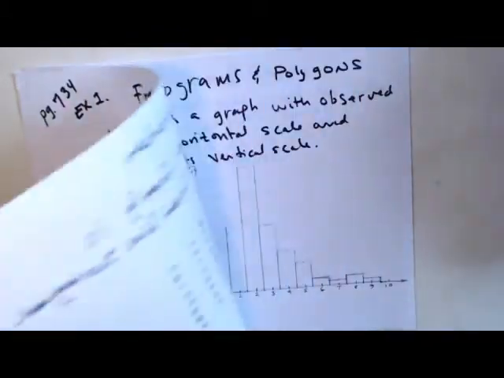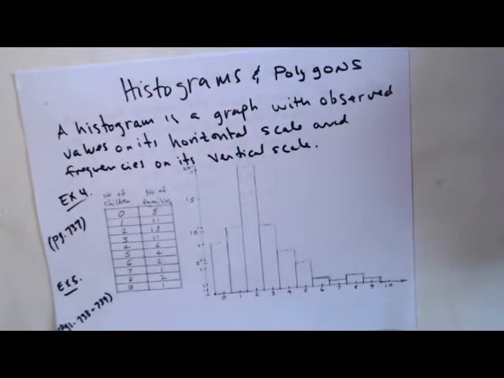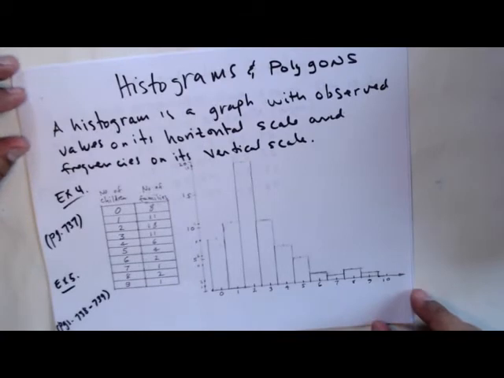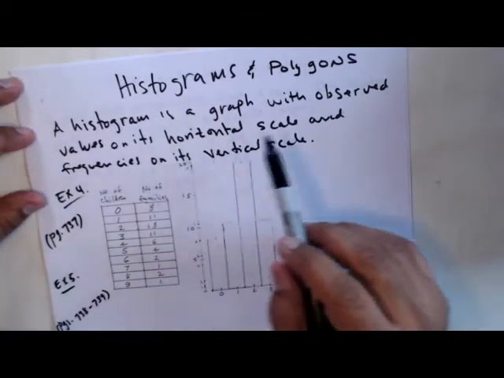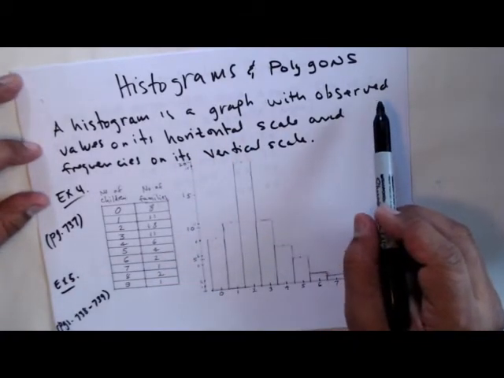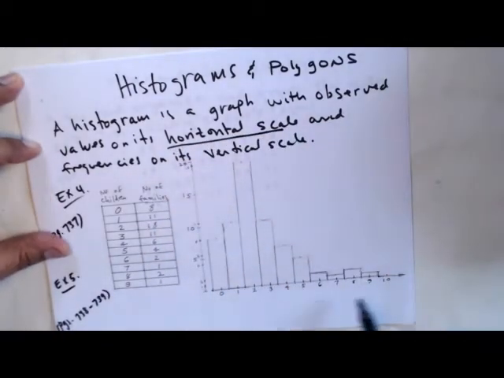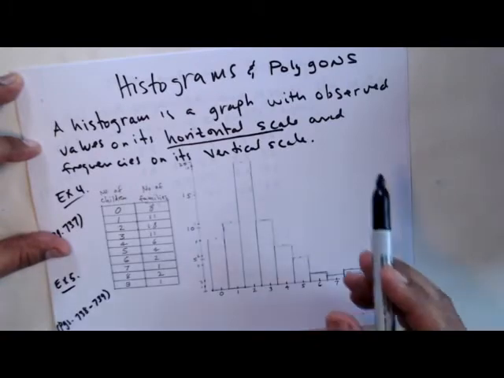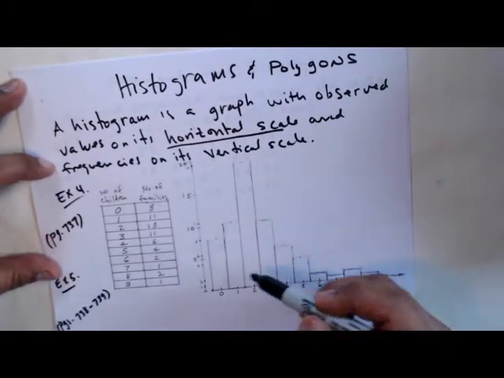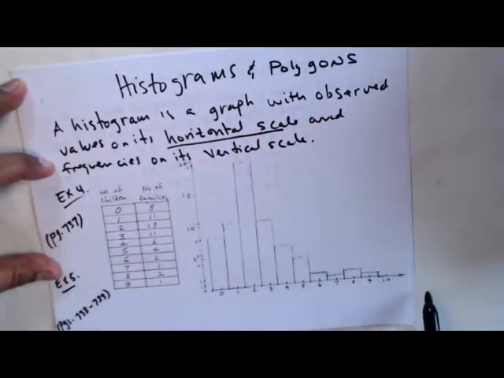So we move on to a subject called histograms and polygons. And we are going to use the same example that we had before with the same data. So let's talk about a histogram. It's a graph with observed values on its horizontal scale, the horizontal is right here, and the frequency on the vertical. So we have our vertical and our horizontal.